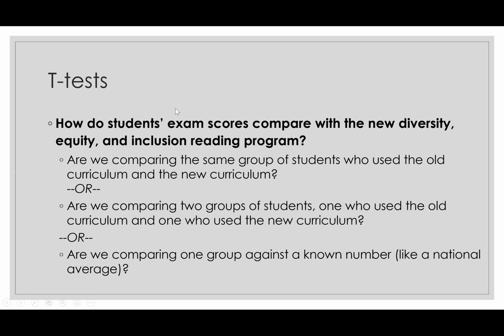So let's think about it again. How do students' exam scores compare with the new diversity, equity, inclusion reading program? Are we comparing the same group of students who used the old curriculum and the new curriculum? So that would be a paired sample. Are we comparing two groups of students, one who used the old curriculum and one who used the new? That would be an independent samples t-test. Or are we comparing one group, maybe your classroom, against a national average where both groups used the new reading program?